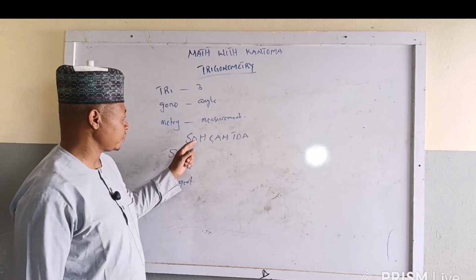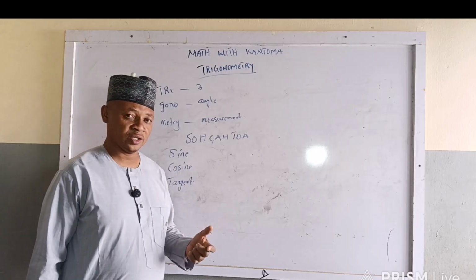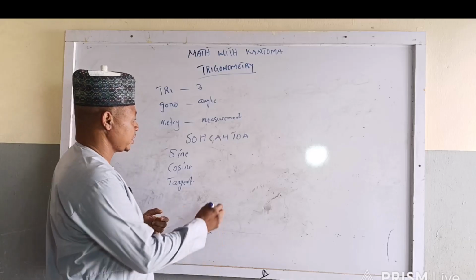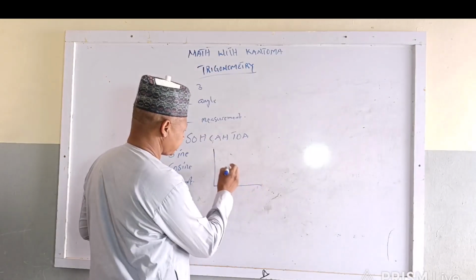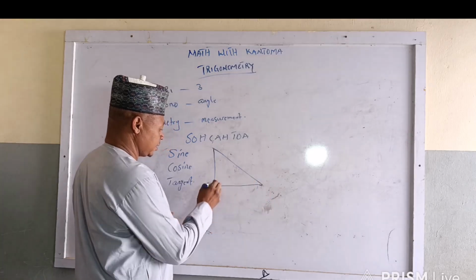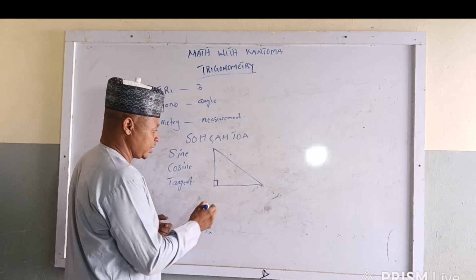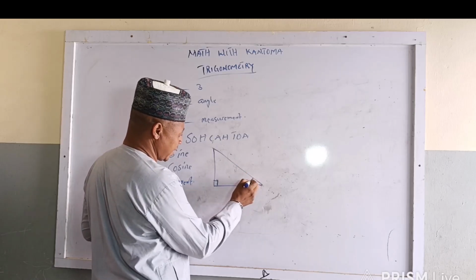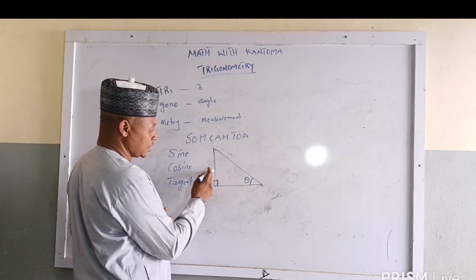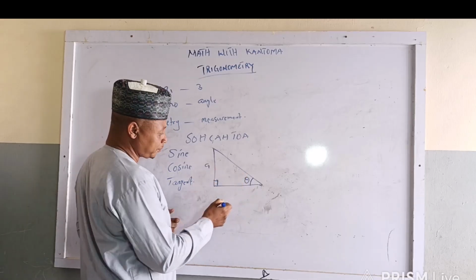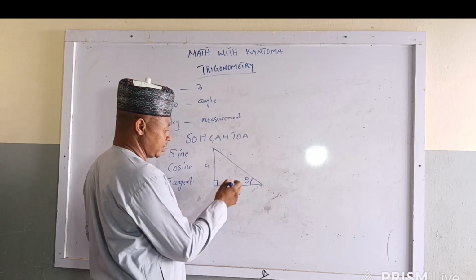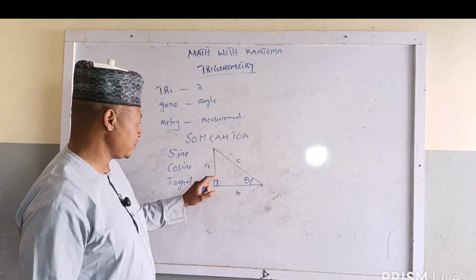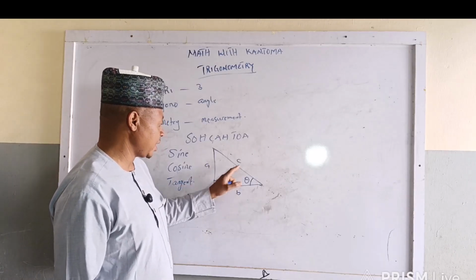The use of SOHCAHTOA will give us an insight into what truly defines these three angles. If we plot a right angle triangle, by definition the longest line is the hypotenuse. If we have the angle of inclination here, the side opposite to this angle is called the opposite. Let's say this is A, then this line is called the adjacent. Let's say this is B, and the longest line is the hypotenuse. Let's name it C. By assumption, this line is A, this is B, and this is C.